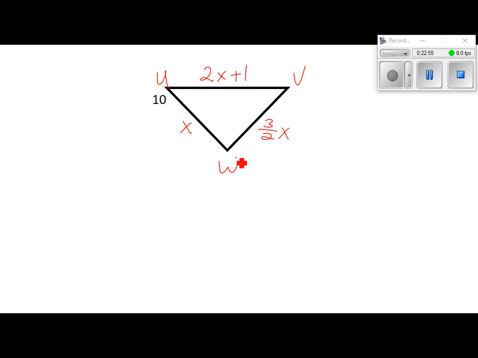We want to list the angles, smallest to largest again. Which angle is going to be the smallest? Which side's the smallest?